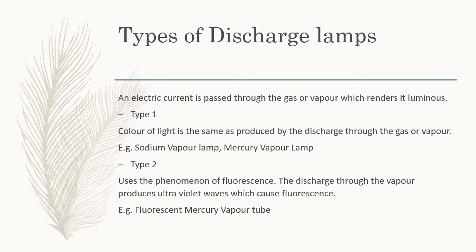Here there are two types of discharge lamps. First type 1 and type 2. In type 1, the color of the light is the same as produced by the discharge through the gas or vapor. For example, sodium vapor lamp. The same color produced by the discharge will be the output. So sodium vapor lamp and mercury vapor lamp are the examples of type 1. In type 2, it uses the phenomenon of fluorescence. Here the discharge through the vapor produces ultraviolet waves which cause fluorescence. An example is the fluorescent mercury vapor tube.